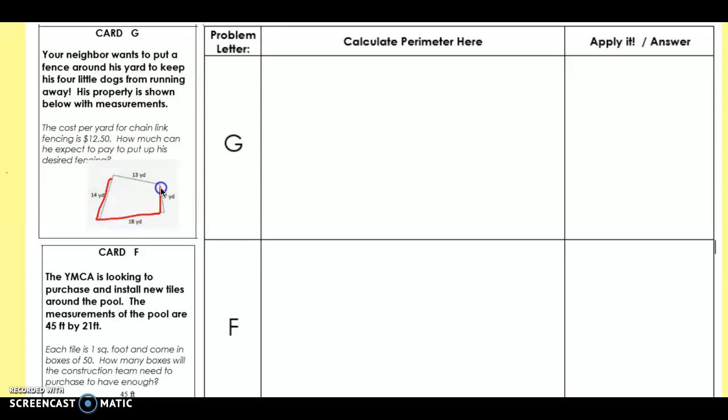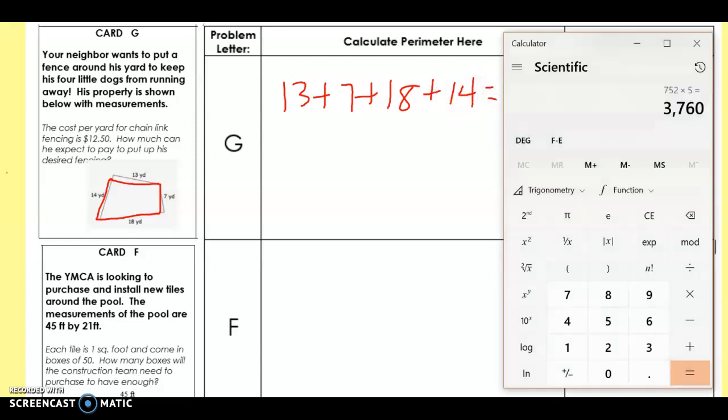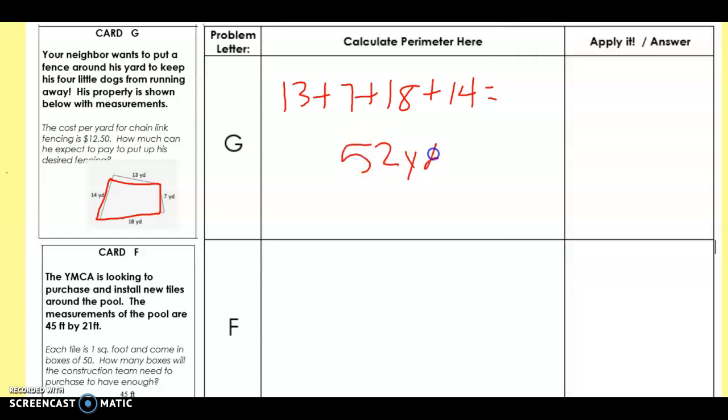So again, if I think about my problem, I'm putting fencing like that around this guy's yard. So adding up all our values, and again, all of them are labeled. He does not have a perfectly square rectangular yard, so we have 4 different measurements. Absolutely works. Process is still the same, so we're going to go ahead. Oops, I made a mistake there. So we have 13 plus 7 plus 18 plus 14, and you get a total of 52 yards. I apologize. My writing's a little messy there, guys.